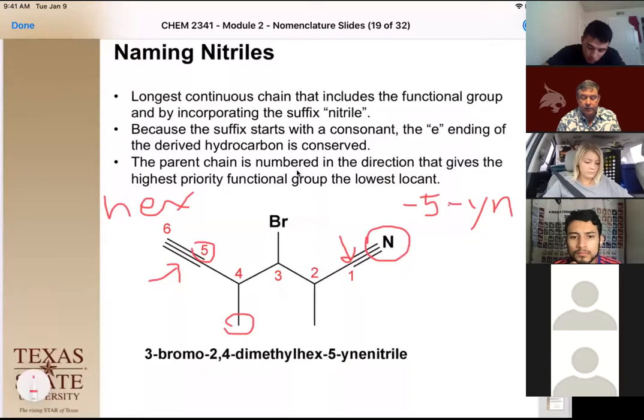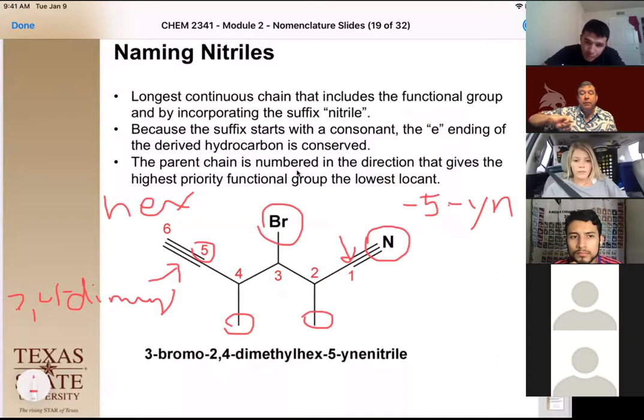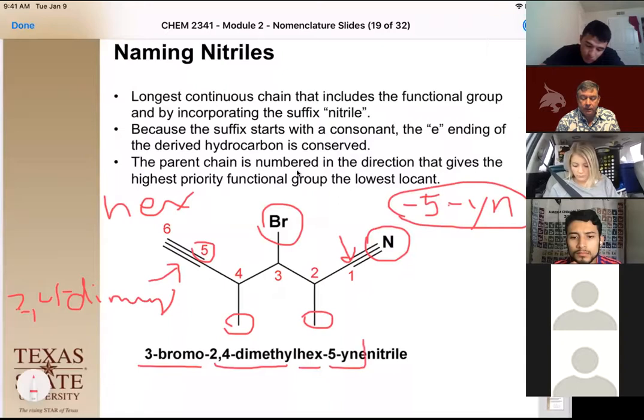We have 2 methyl substituents, so we're going to have a dimethyl somewhere, and it's on the 2 and the 4 carbon. We have a bromo, okay? So let's hook it all together. Bromo comes before methyl, so we're going to do 3-bromo, then 2,4-dimethyl, hex. Because there's a 5, we have to denote where that is: 5-ene, and then add nitrile.